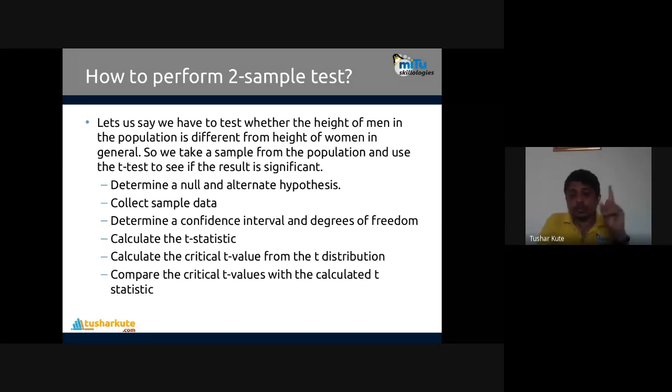Determine a null and alternate hypothesis. First of all, what is your null hypothesis? What is the alternate hypothesis? Then collect the sample data. Sample data will be collected for women's and men's heights. Then determine the confidence interval and degrees of freedom. Again, this is the statistical method that we have to apply. After that, calculate the t-score, that is the t statistic value. Calculate the critical t value from the t distribution and compare the critical t value with the calculated t value. So this is how the comparison is done. These are the six steps taken to perform the two sample t-test.